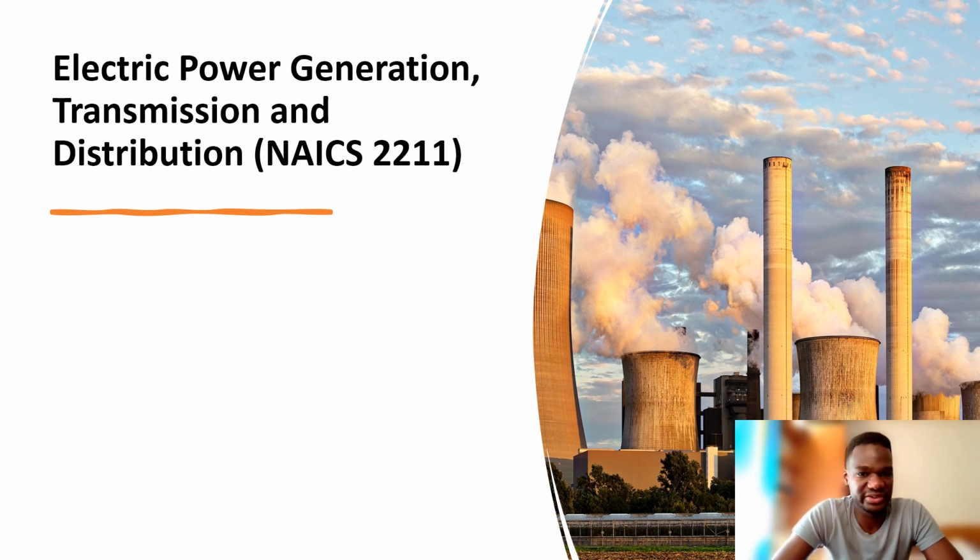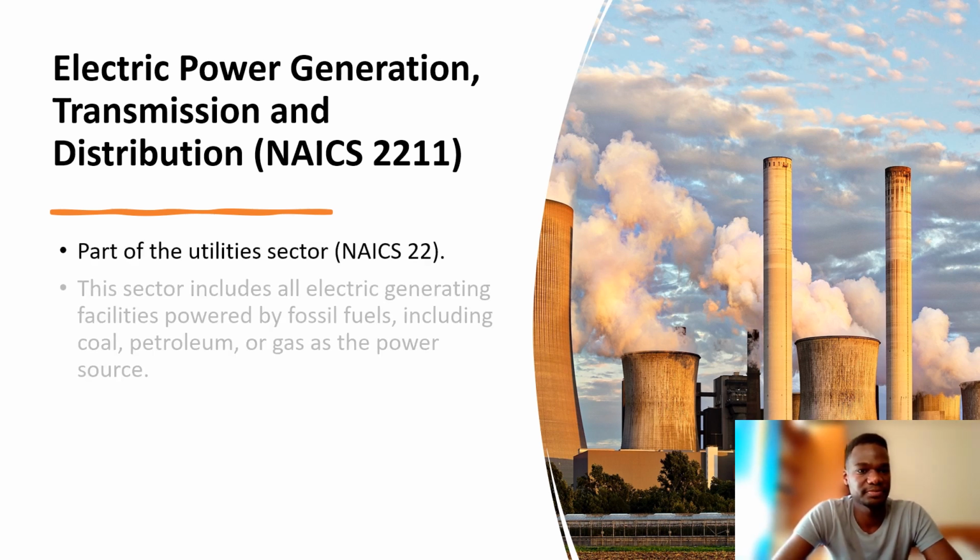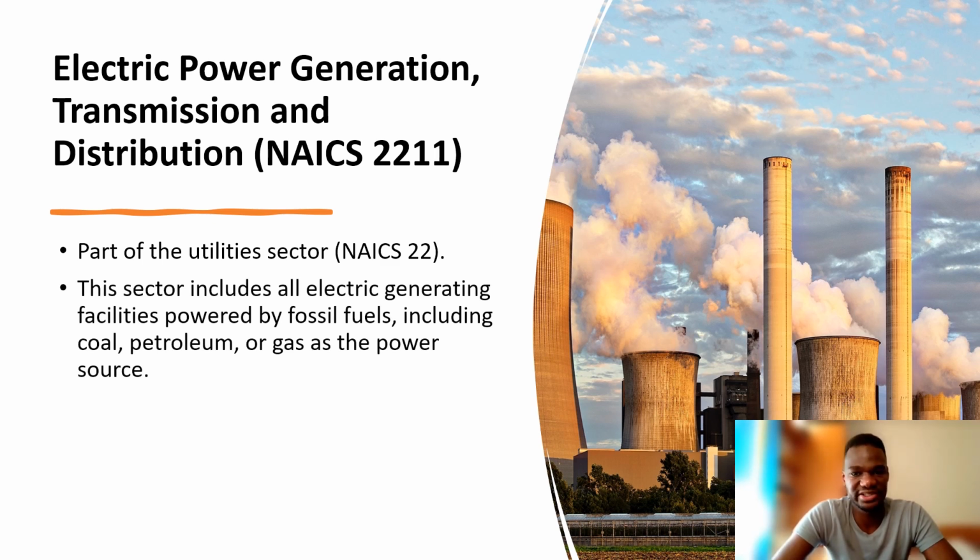of electric power generation, transmission, and distribution. This electric power generation is part of the utilities sector, which is abbreviated NAICS 22 by the Environmental Protection Agency. This sector includes all electric generation facilities powered by fossil fuels, including coal, petroleum, or gas as the power source.